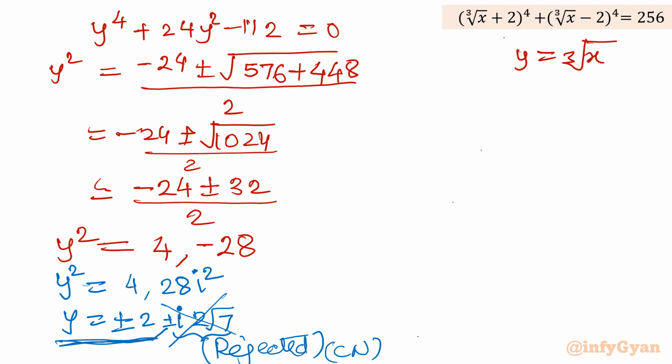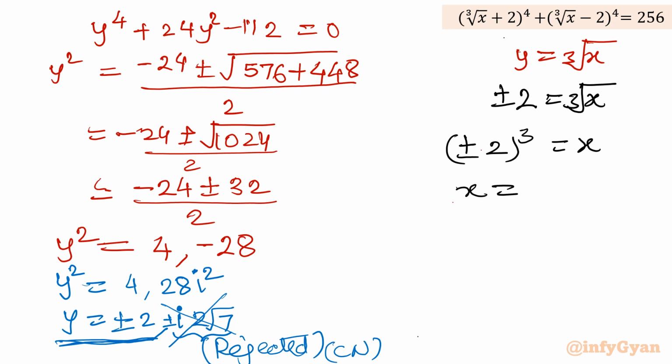So let's find x. Here I will write y is equal to cube root x. So plus minus 2 is equal to cube root of x. Take cube on both sides. So x will be equal to plus minus 2 whole cube. So ultimately x will be equal to plus minus 8. So there are two values. We have to check if any solution is extraneous. So let's verify that also.